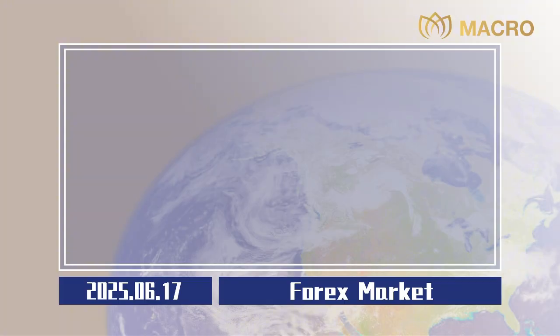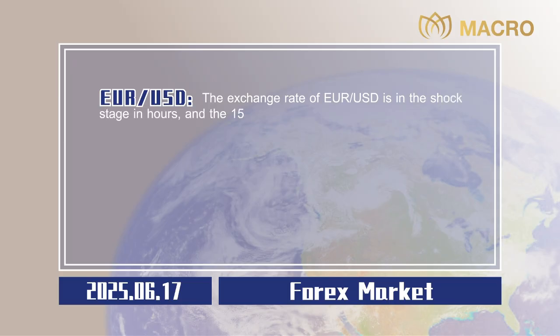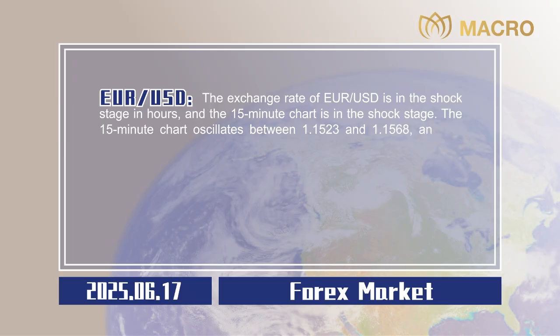Forex market. Euro to US dollar. The exchange rate of euro to US dollar is in the shock stage in hours, and the 15-minute chart is in the shock stage. The 15-minute chart oscillates between 1.1523 and 1.1568. And the operating bank can sell at a high price and buy at a low price in this interval.